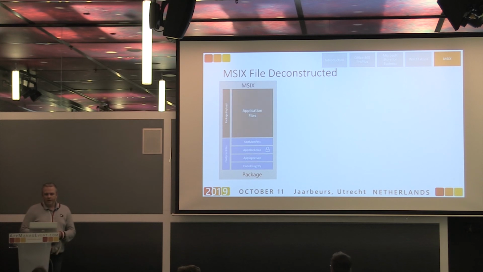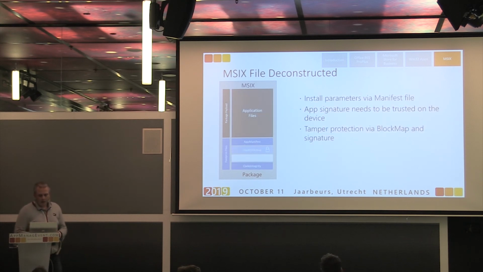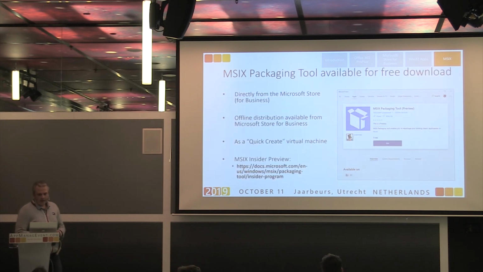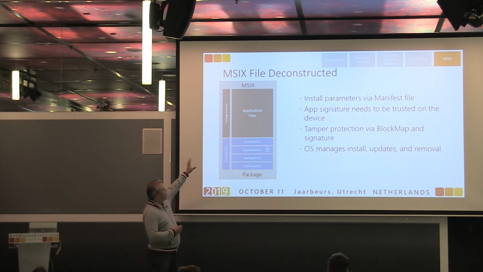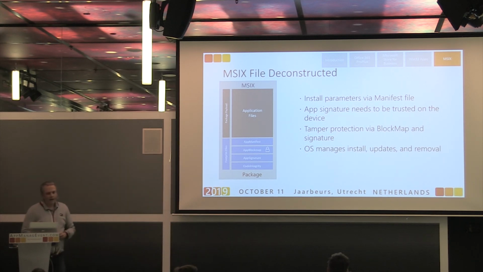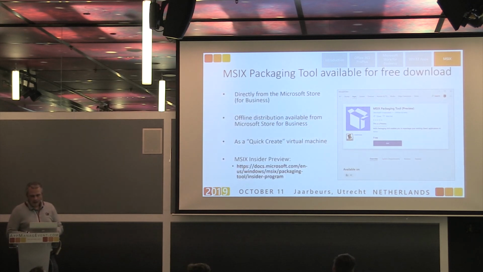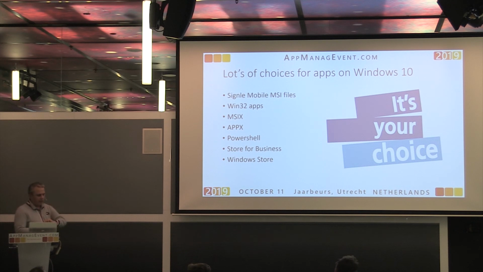So what does the MSIX file look like? It's basically one file with all the information together: the app manifest, the app signature, and the tamper protection because of the block map and signature. We have, of course, the application files and install parameters in the manifest file, so it needs to be secure. So let's quickly move on because it's 1:45 already.